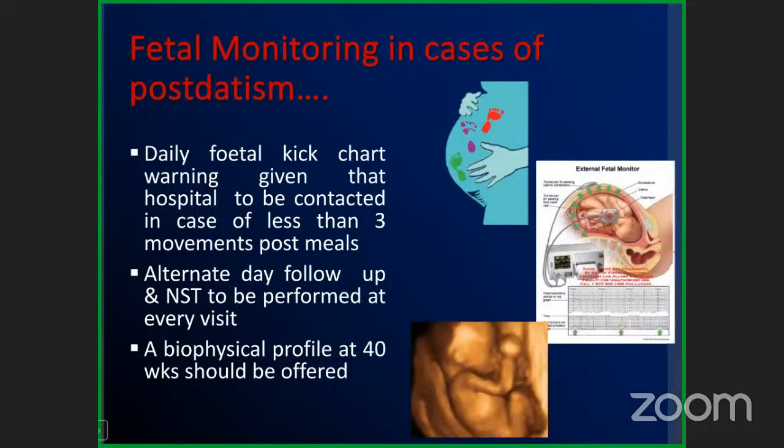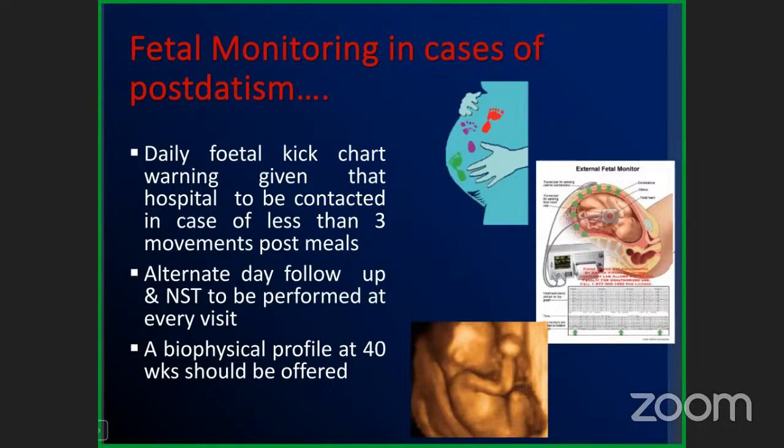How do we monitor patients in case of post-dated pregnancy? In routine practice, I generally do the first per-vaginal examination only at 40.1 weeks. I do not generally interfere with the patient with examinations before 40 weeks. So once she has crossed her date, we will do her first digital examination.